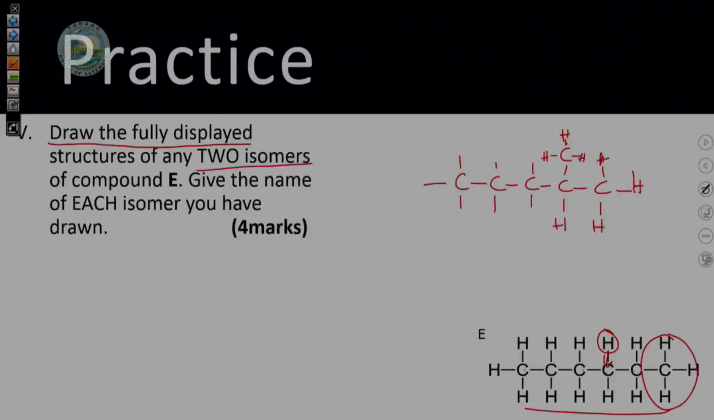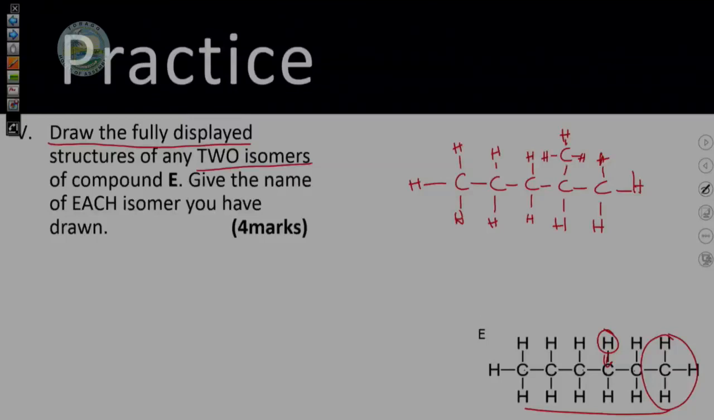Make sure you put in all your hydrogens. It's very important that you do. You can't have a hydrocarbon without hydrogens. All right, so this was isomer number 1. We need to draw another isomer.